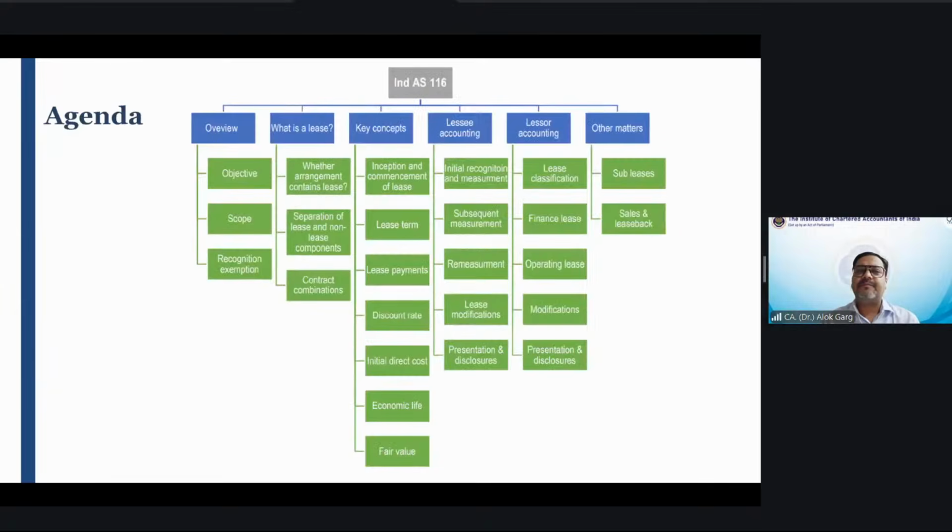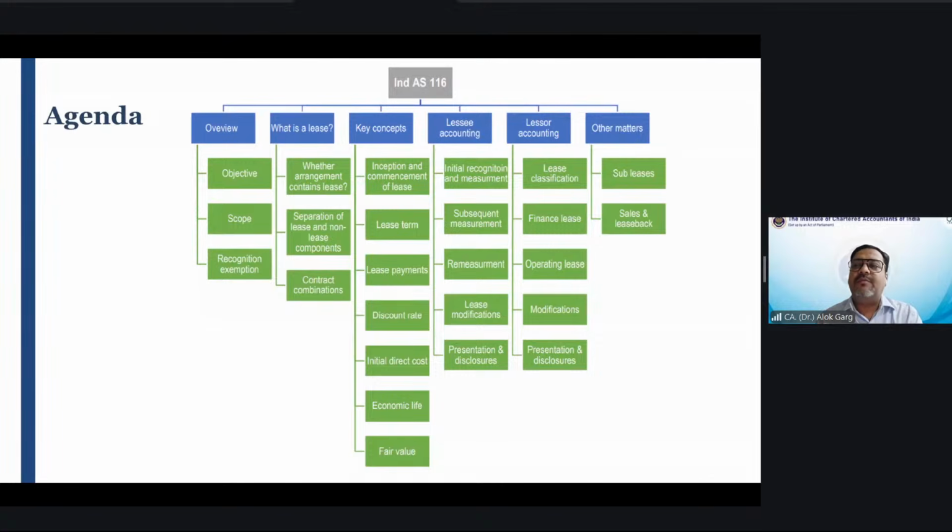Talking about Ind AS 116 Leases, this standard is completely different from our old accounting standard 19 on leases. In AS 19, there was a concept of operating lease and finance lease from the lessee perspective. But in Ind AS 116, there is no classification of leases. Lease means a lease, so the accounting treatment is the same for operating lease and finance lease from the lessee perspective.